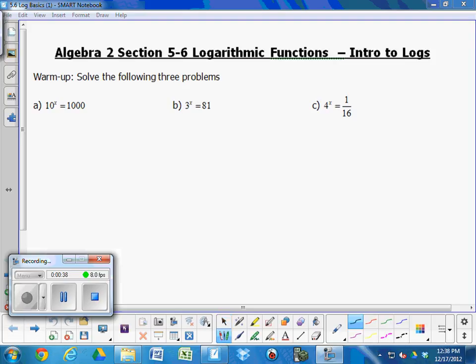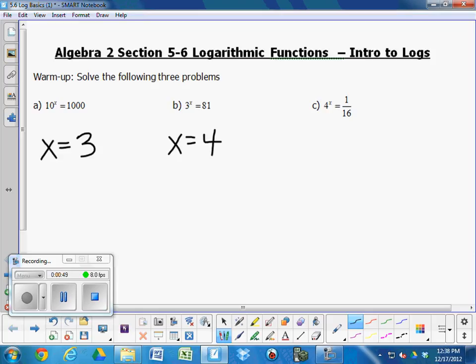So what did you get for A? Jackson? 3. B? 4. C? -2. The 2 would square it and make 16, and the negative flips it to make it 1 over 16. Did you or did you not use logs for this? You did? Some didn't. Okay.